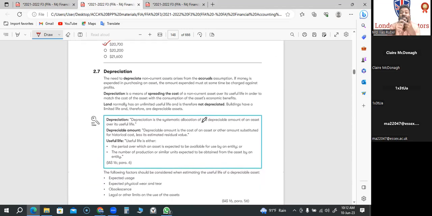Depreciation: a fall in the value of a non-current asset. Many students can't write it. I'm an examiner for Edexcel Pearson, I've been marking, and they can't write it. Come on, write it down. A fall in the value of. You can say systematic allocation over the asset's life, but a fall in the value of a non-current asset. Write it and get your answer.